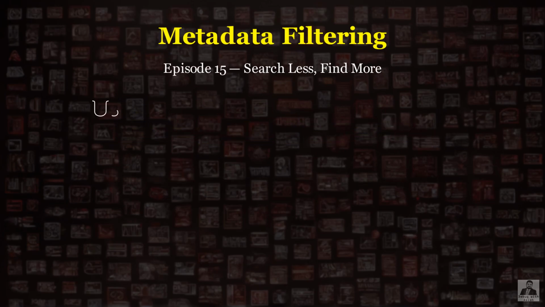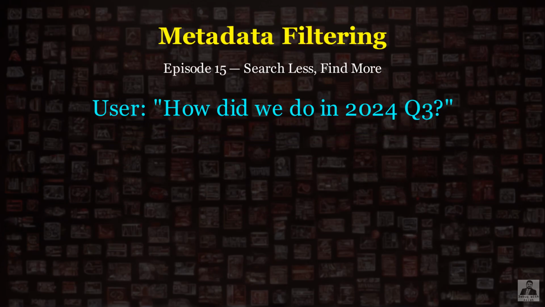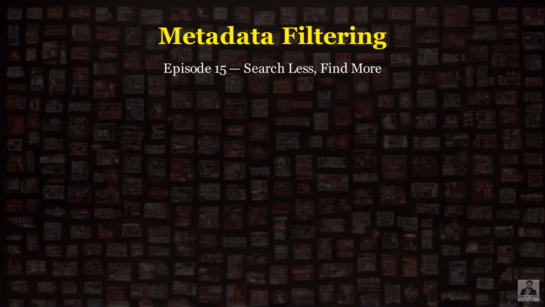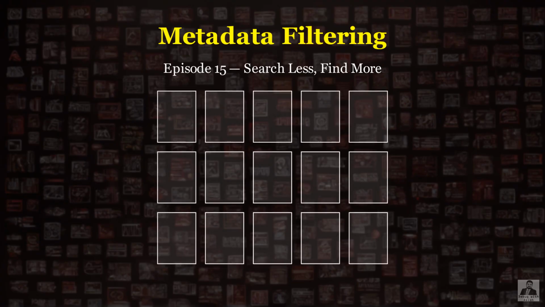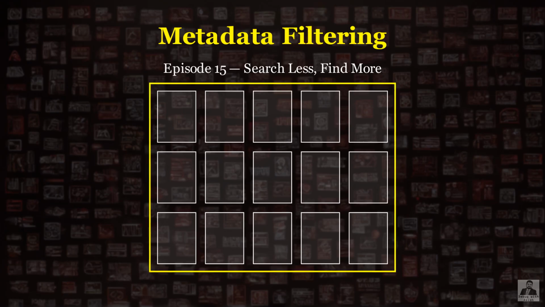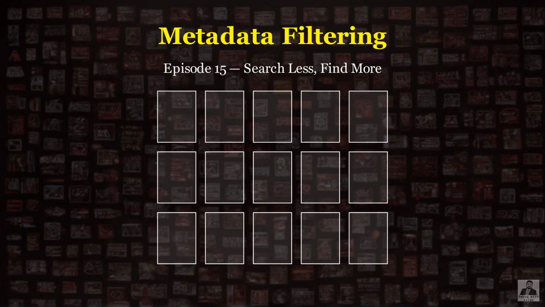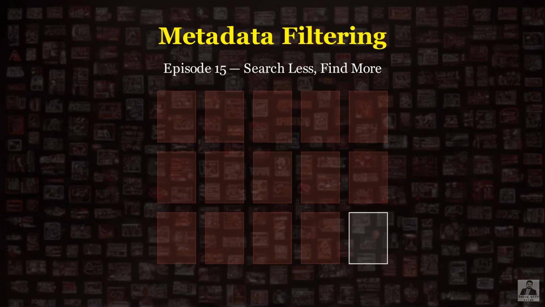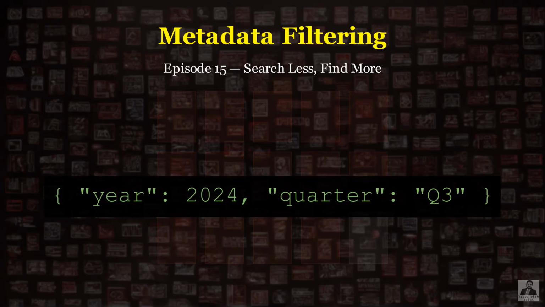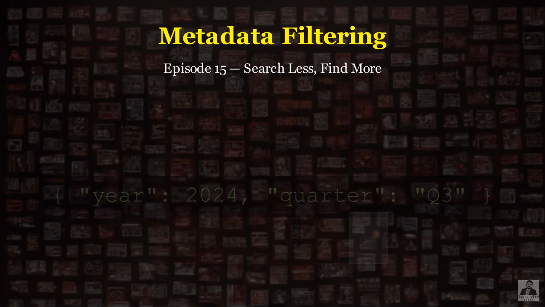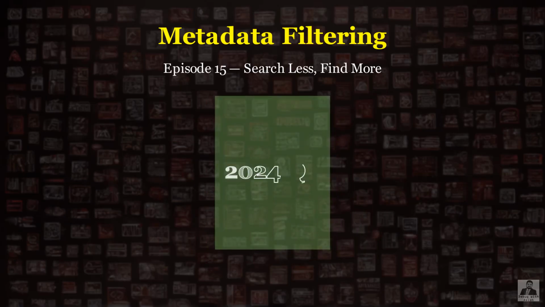A user asks a question about the 2024 Q3 earnings report. Your vector database has documents from every quarter across 5 years. Semantic search will scan all of them. Most of those documents are completely irrelevant before the search even starts. Metadata filtering lets you tell the database to only search documents where year equals 2024 and quarter equals Q3. That scopes a 5-year corpus down to a single quarter before a single embedding comparison is made.